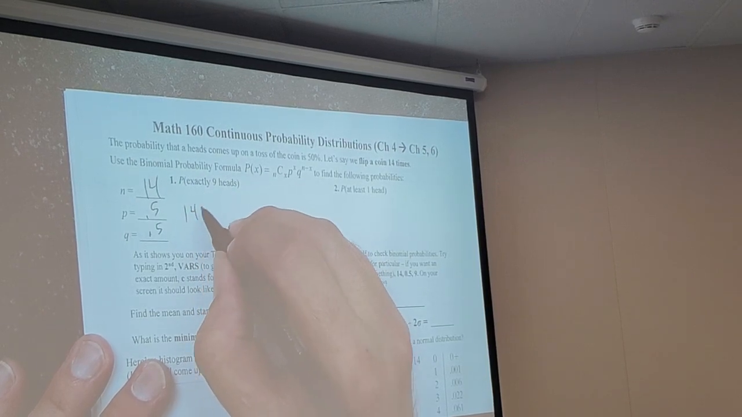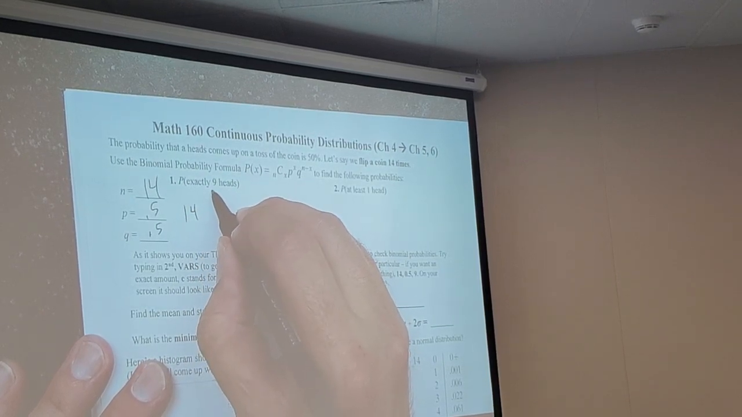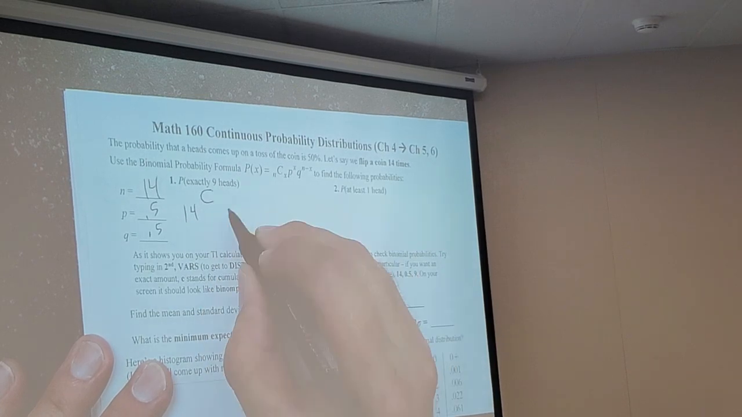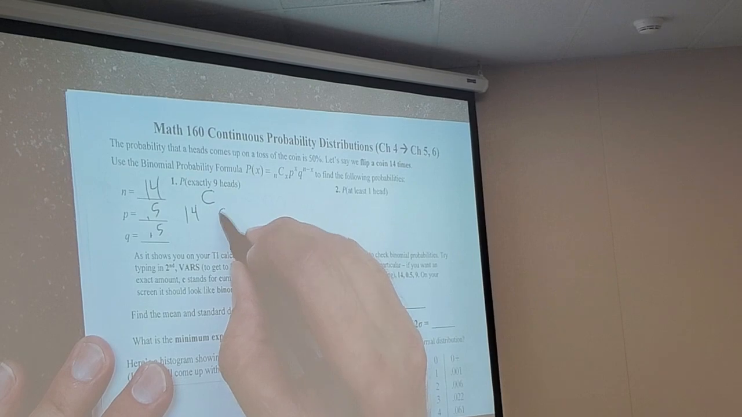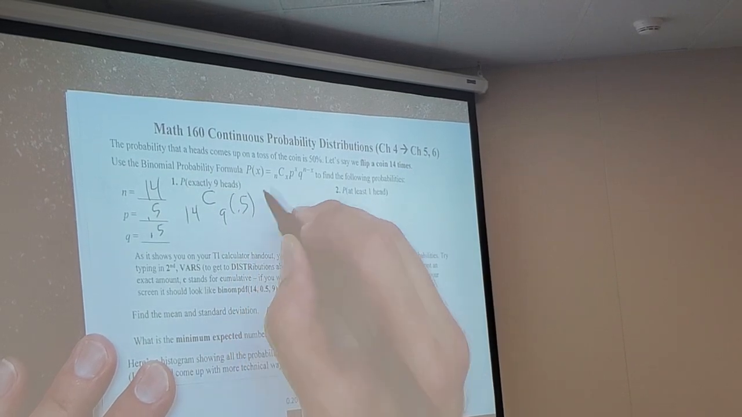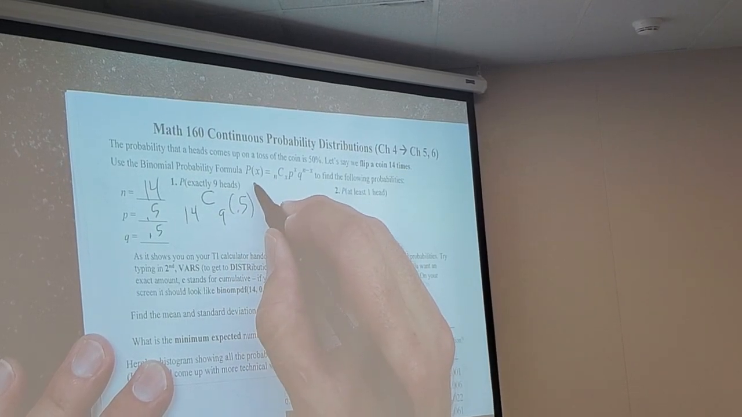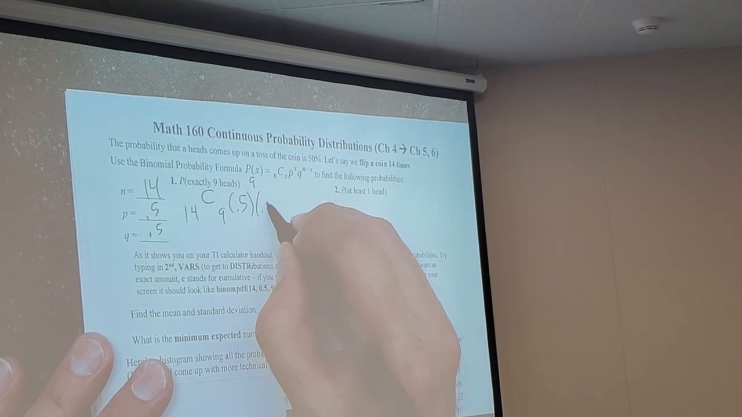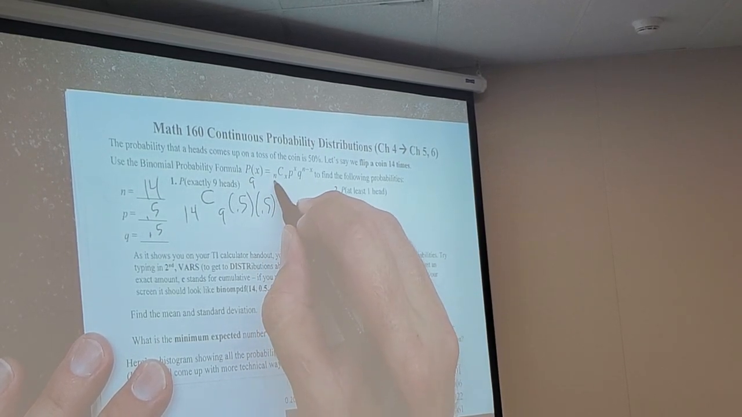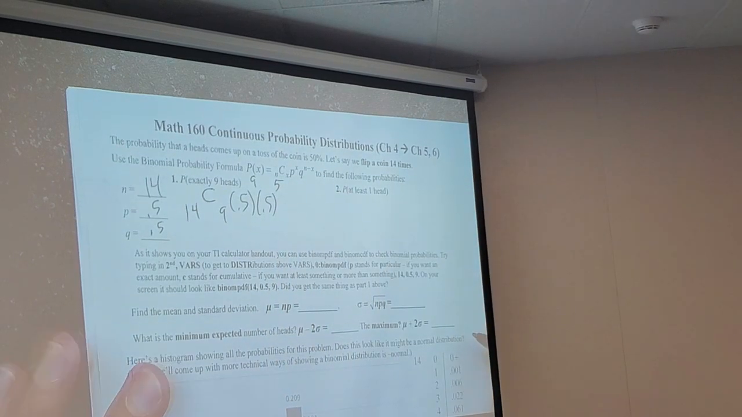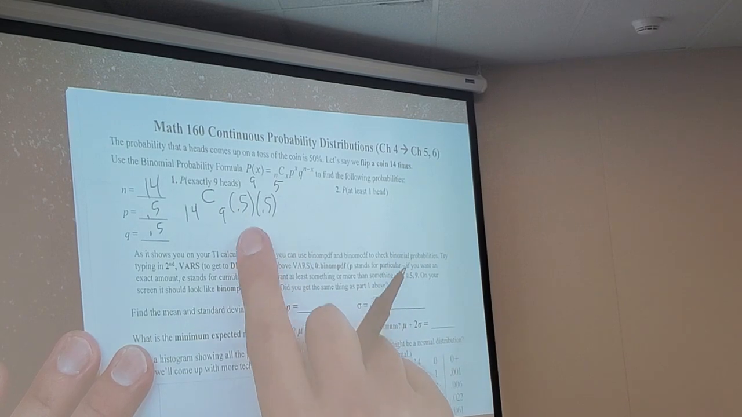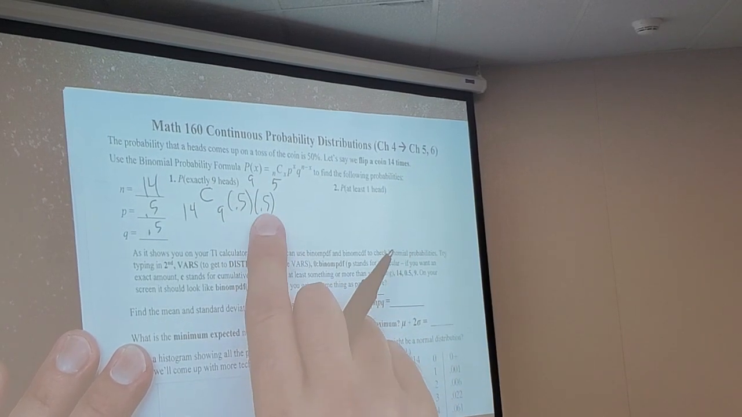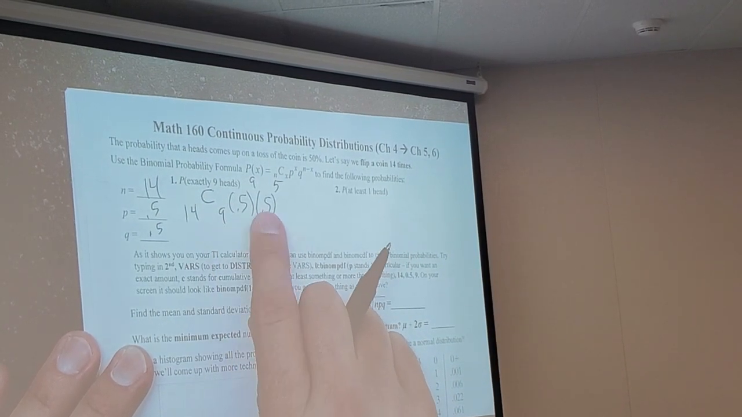So it'll be 14 choose 9. Some of you might realize it's a bit of a shortcut when it's 50-50, but let's just do it all the way out. 0.5 to the ninth, 0.5 to the fifth. Does anyone understand that if it's 50-50, every binomial probability is just going to have 0.5 to the 14th? Because now both the bases are the same.